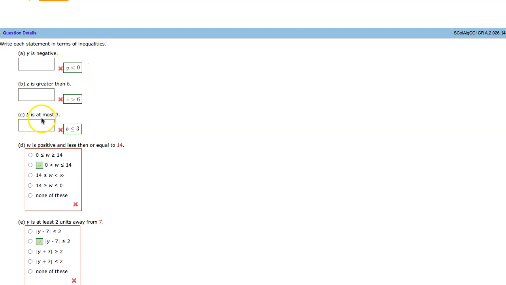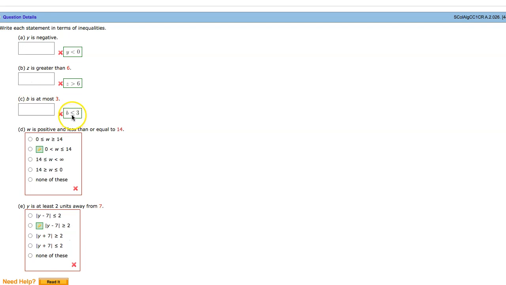Okay. Now, b is at most 3. b is no more than 3. So b is either below 3 or at 3, but b cannot go further positive than that. So b could be 2.999, b could be 3, but that's the best you can do. And so b is less than or equal to 3. b could be 2, b could be negative 5, but it would not be allowed to go to 3.01. That would be bad. 2.99999 is okay, and 3 itself is okay, but no further to the right.